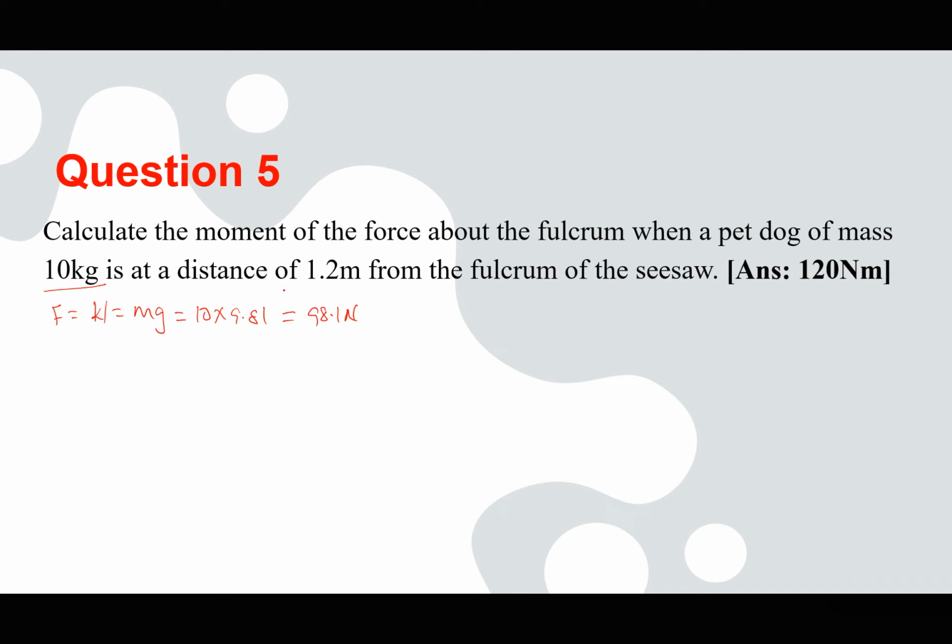And its perpendicular distance is 1.2 from the fulcrum. So the moment, which is going to be tau, is the product of the force, 98.1, times the perpendicular distance, 1.2. So this is equal to 117.72 Newton meters. Of course, this is approximately 120 Newton meters to two significant figures.